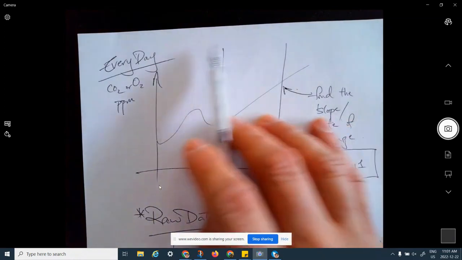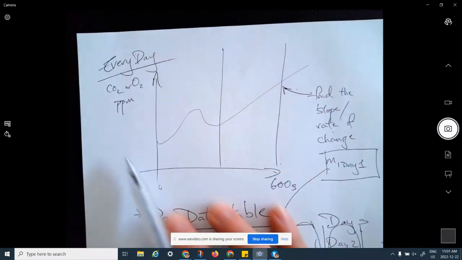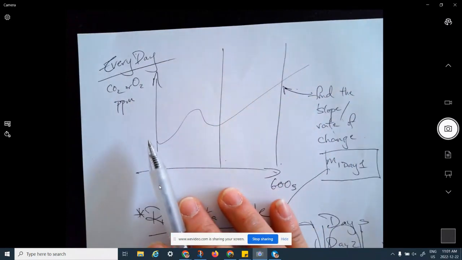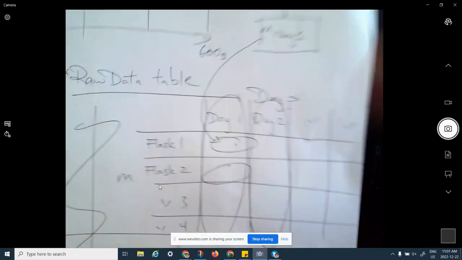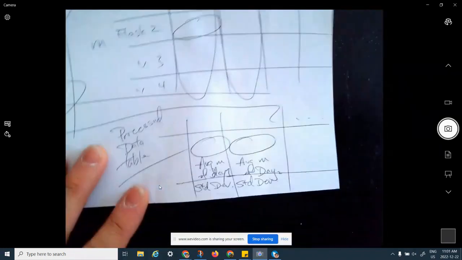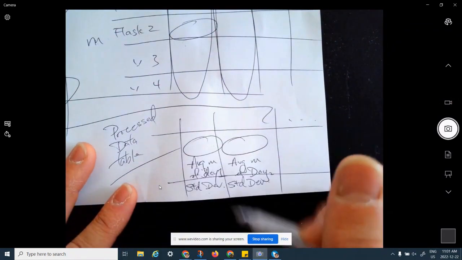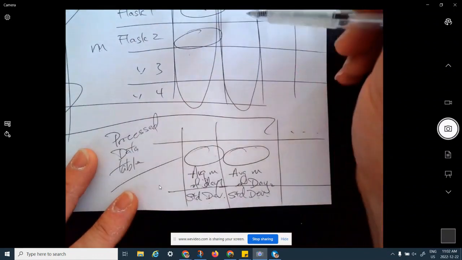So I should not see 16 of these kinds of graphs. I should only see 1. What I mean is this. After the raw data table, you calculate the average M for day 1, average M for day 2. You also do the standard deviation of that set.